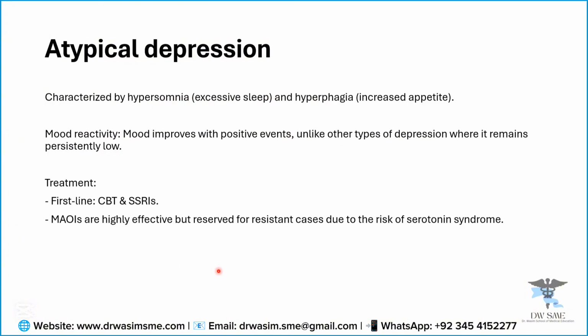Atypical depression is characterized by hypersomnia, which is excessive sleep, and hyperphagia, which is increased appetite. One thing to be able to diagnose atypical depression is mood reactivity. The mood improves with any positive event, unlike other types of depression where it remains persistently low. Treatment for this disorder is cognitive behavioral therapy as well as SSRIs. MAOIs are extremely effective in treating those patients, but they are reserved for resistant cases due to the risk of serotonin syndrome, which we're going to talk about in other lectures as well.